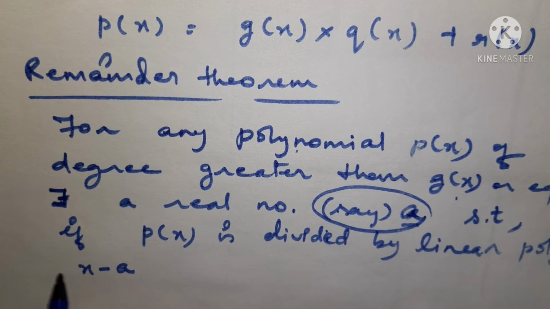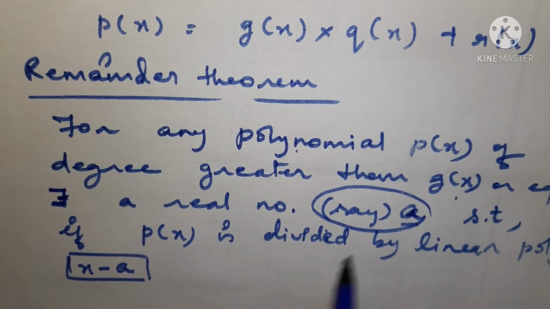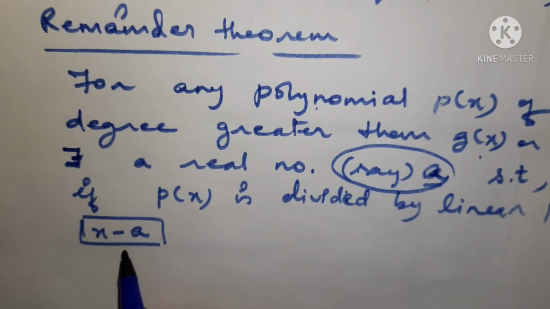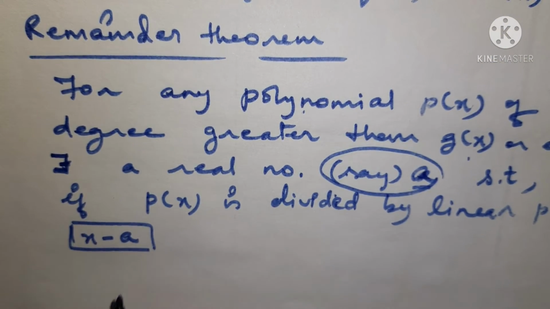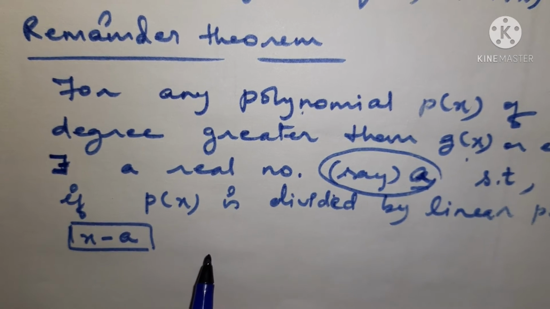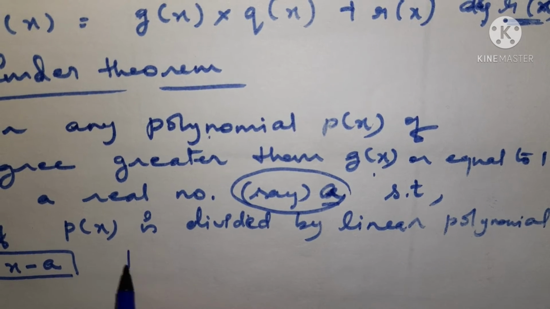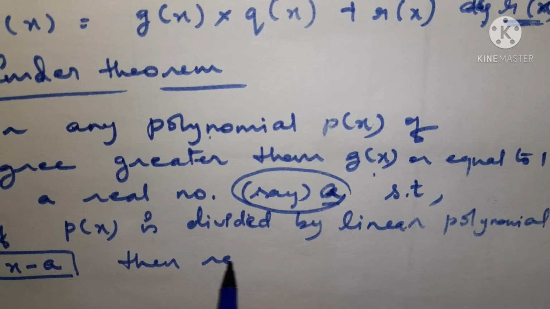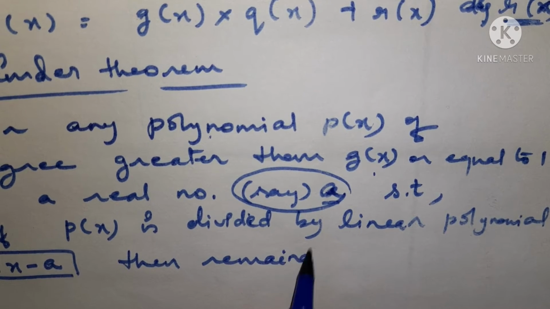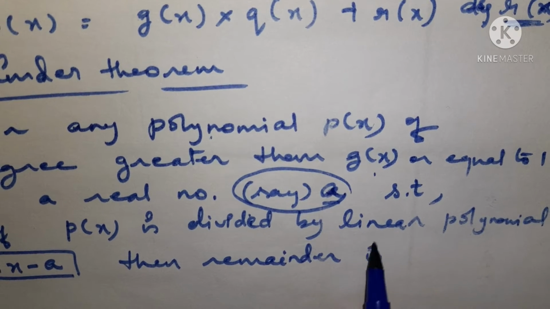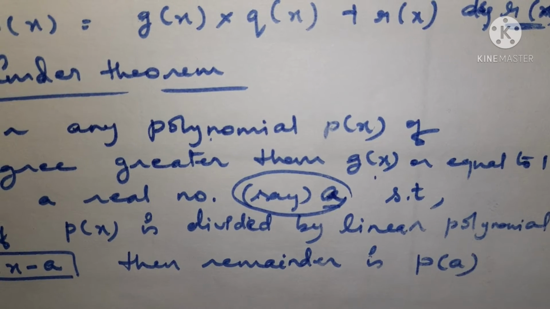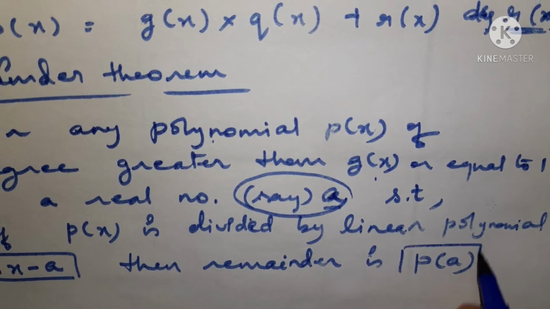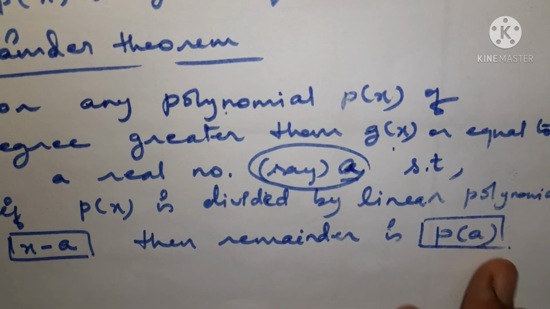See, what we are saying, that there exists a real number a such that if px is divided by linear polynomial, where we are involving this a, so if this px is divided by linear polynomial x minus a, then remainder is pa. This is going to give you remainder.